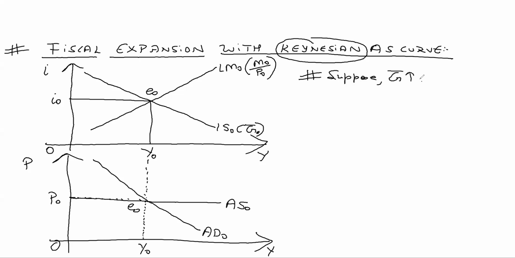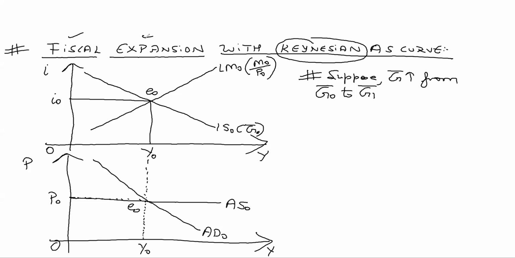G bar goes up from G0 bar to G1 bar. Fiscal expansion means suppose government expenditure has gone up. All of us know what will happen, right? We know the whole chain. When government expenditure goes up, should I quickly speak it for you?